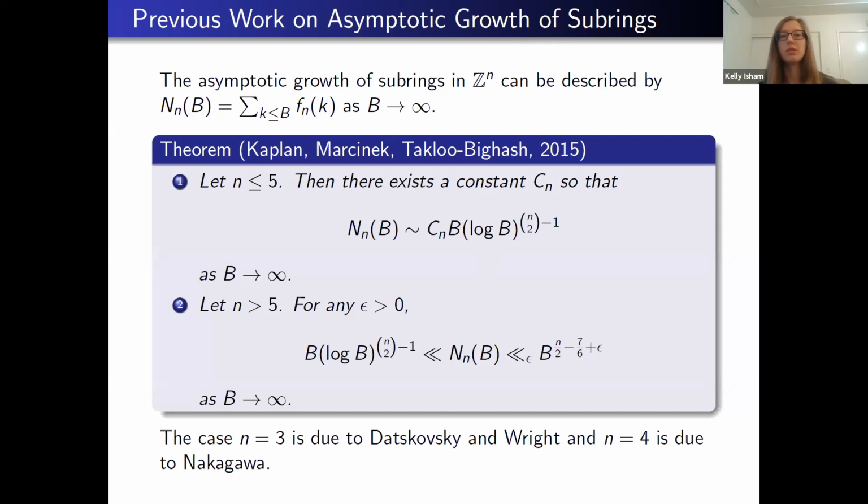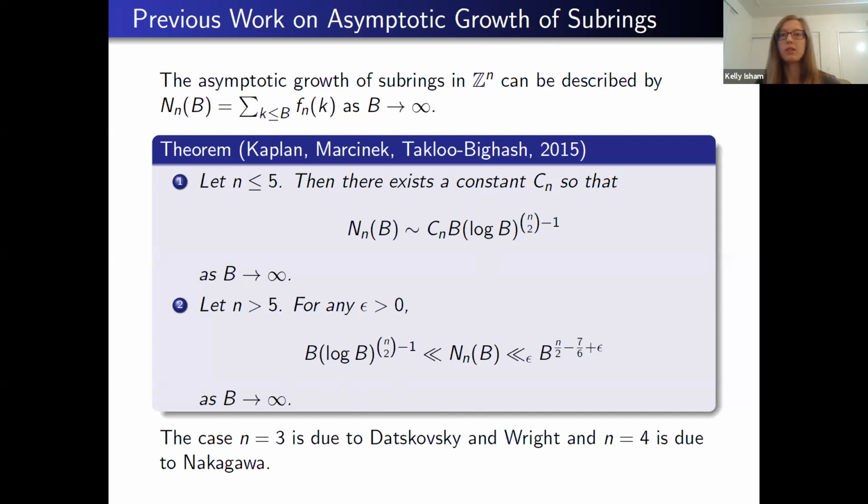When n is greater than 5, they can still give lower and upper bounds for this asymptotic growth. For this talk, we're studying lower bounds, so we can focus on the left-hand side. And again, it's b to the first power times a log term.